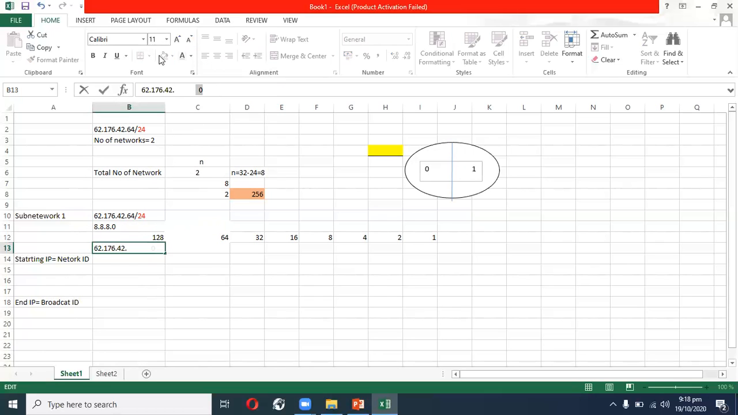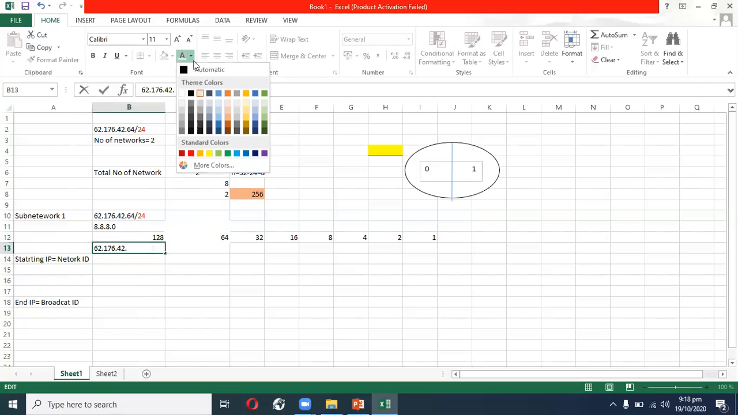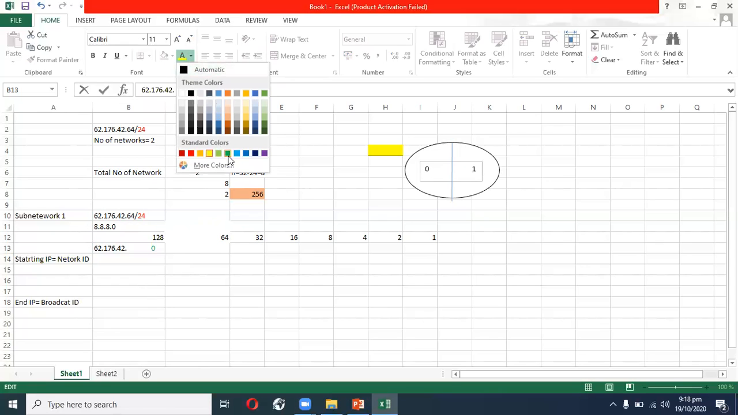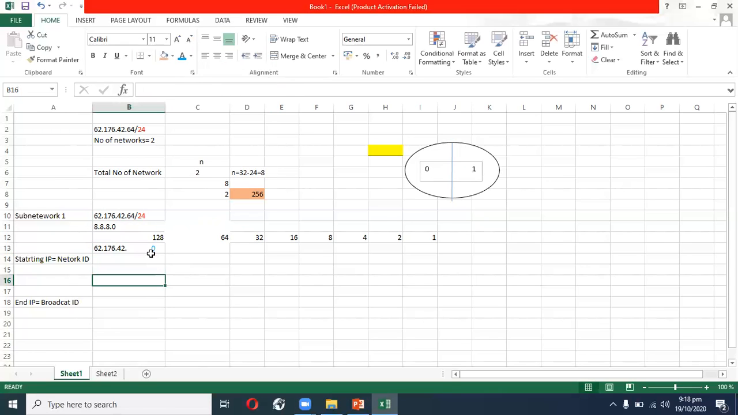Let's make it blue. So this 0 is fixed. I will show you what it means when it's fixed. The rest will be all zeros: 0, 0, 0, 0, 0, 0.